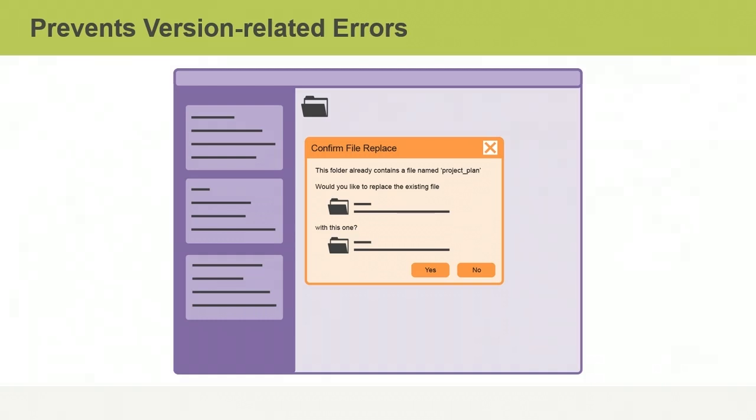So why is configuration management so important? It prevents version-related errors, such as delivering the wrong version of a product to the customer, testing the wrong version, or losing the correct version by mistakenly overwriting it with an out-of-date one. The larger a project is, the more complex the processes you follow and the more people you have working on it. In these cases, mistakes are likely to happen. Using a configuration management system greatly reduces the risk of errors.